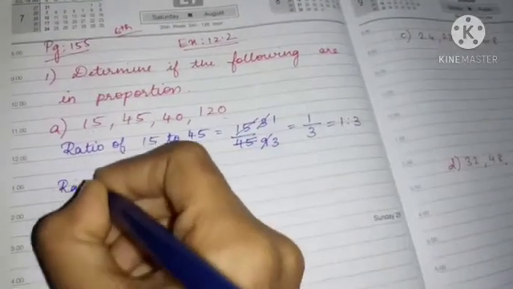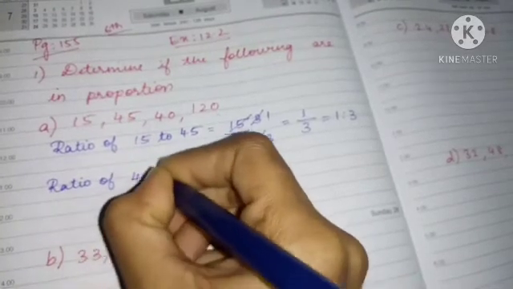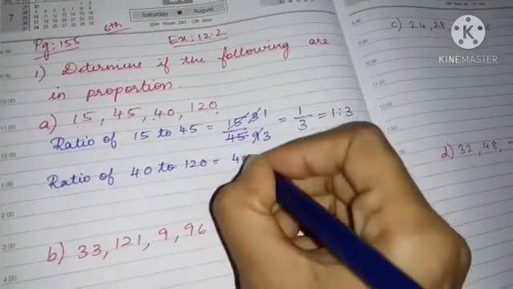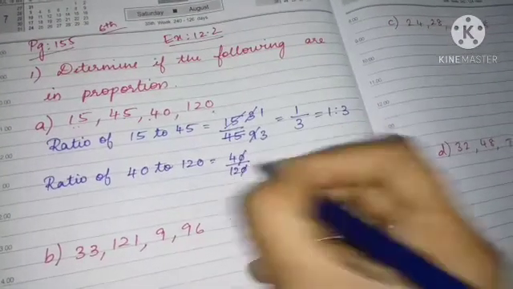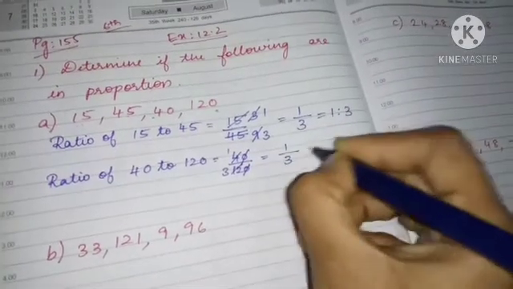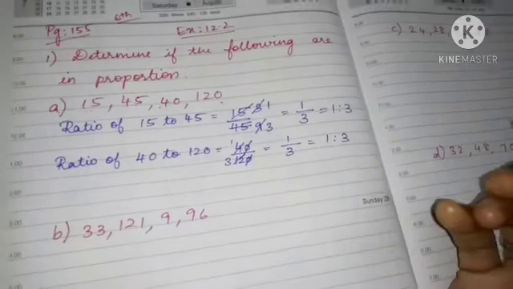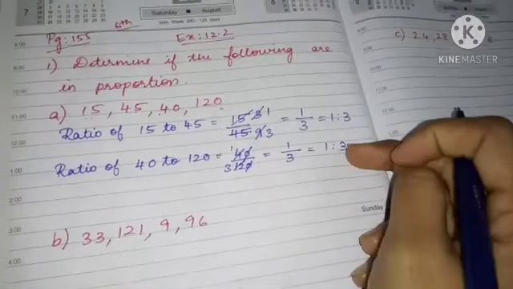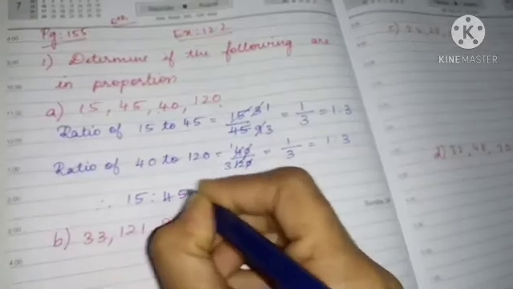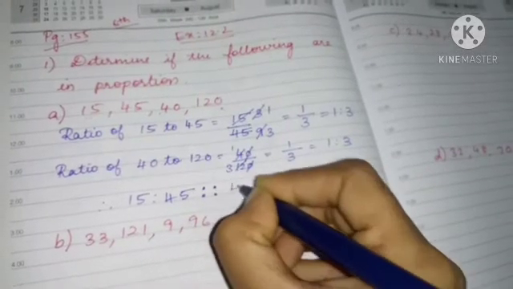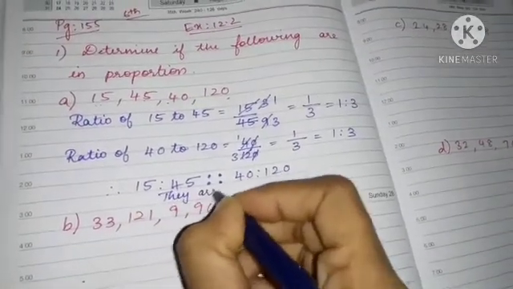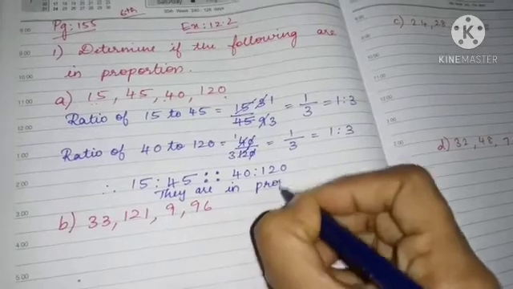Okay, next ratio. The ratio of 40 to 120. 40 divided by 120. 0 0 cancel. 4 1s are 4, 4 3s are 12. So 1 by 3 you are getting. So the ratio is 1:3. So we got the ratios as equal. Therefore 15:45 is proportion to 40:120. So they are in proportion. Yes, they are in proportion.